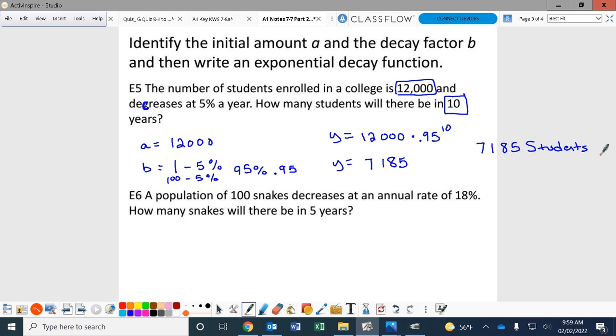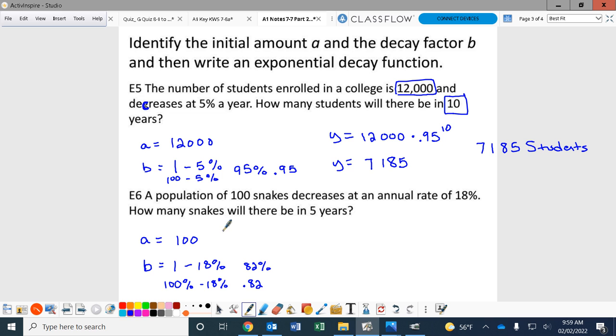Okay, here we go. A population of 100 snakes decreases, at an annual rate of 18%. How many snakes will be there in 5 years? So A equals, what are we starting with? B is going to be equal to 1 minus what? 18%, which is 100% minus 18%, which is going to be 82%, which as a decimal is 0.82. Alright, 0.82 is going to be your decay factor.